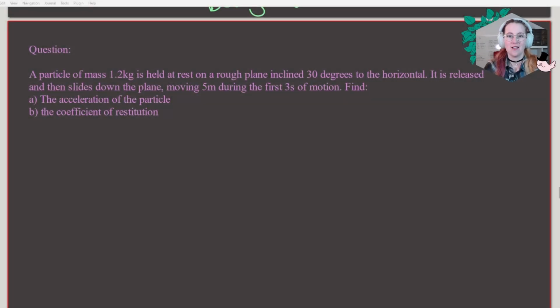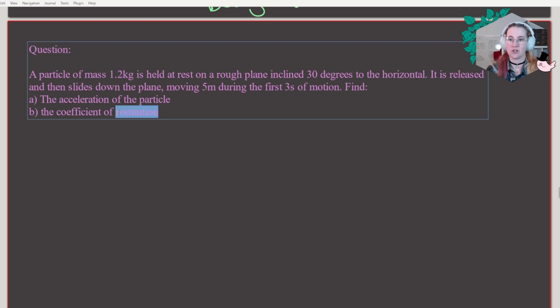Welcome back. First problem. A particle of mass 1.2 kilograms is held at rest on a rough plane inclined 30 degrees to the horizontal. It is released and then slides down the plane, moving 5 meters during the first 3 seconds of motion. Find A, the acceleration of the particle, and B, the coefficient of friction. Not coefficient of restitution at all. I've written coefficient of restitution in my notes as well. That's something from my PhD that is just stuck in my brain.